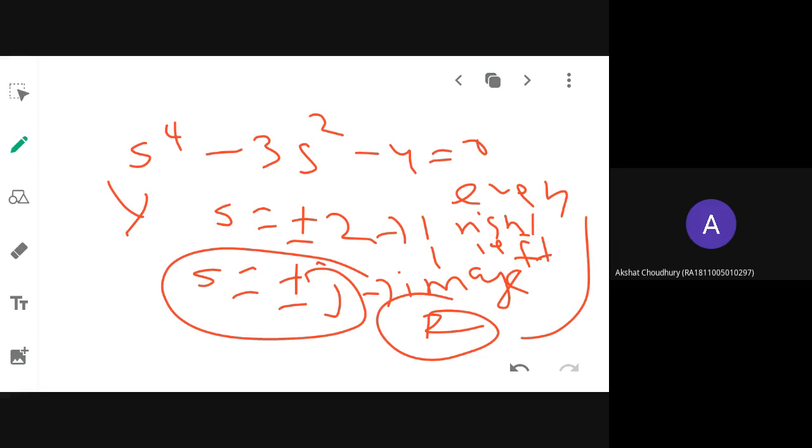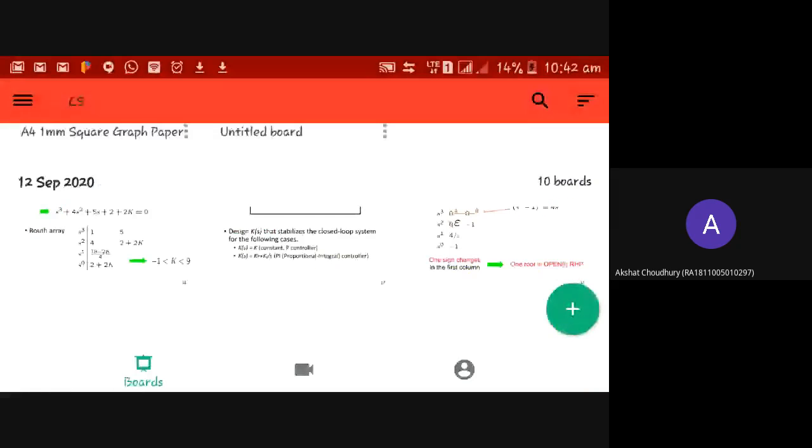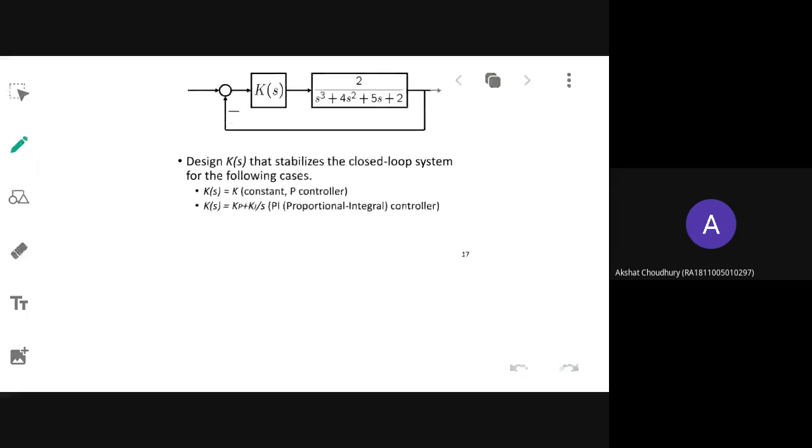Alright, one last case. They have given one picture, one diagram there. And further they have asked you to find out whether the system is stable or not. So what will you do? What is the characteristic equation of the system? It is a negative feedback system.